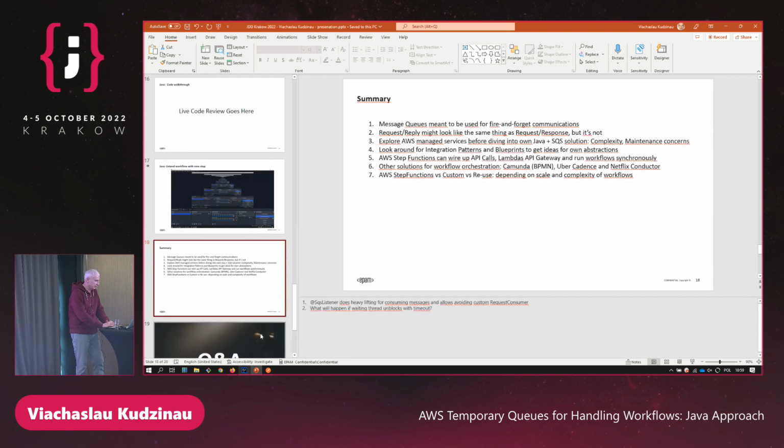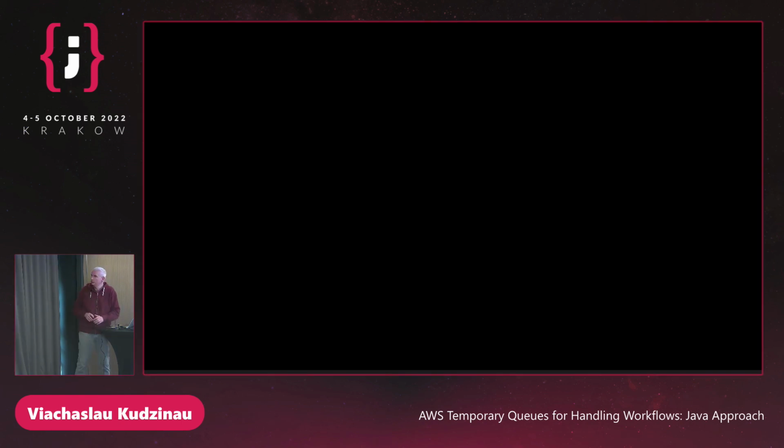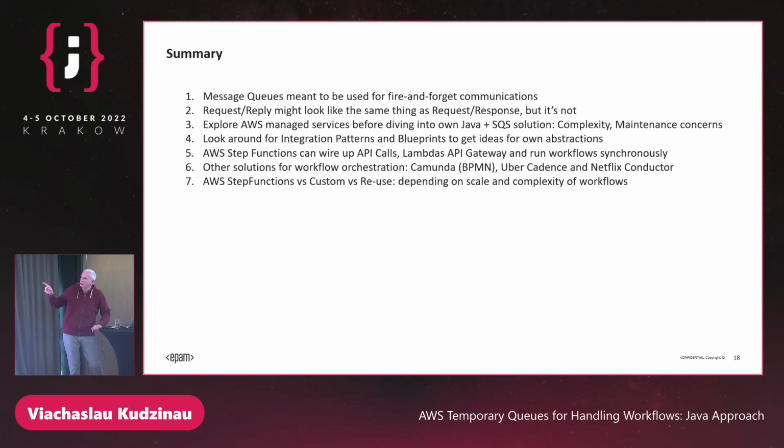And here, the summary. What have we just learned? Message queues are meant to be used for fire-and-forget communications. This is the primary usage of message queues. Request-reply and using temporary queues are advanced things that complicate your solution. Always stick to the simplest one. And message queues can be very easily handled through the SQS listener annotation in Spring.